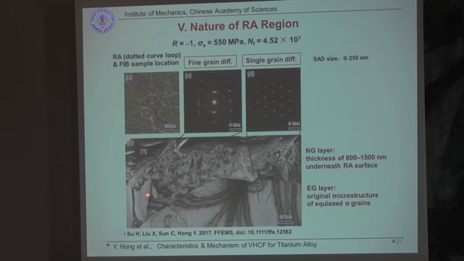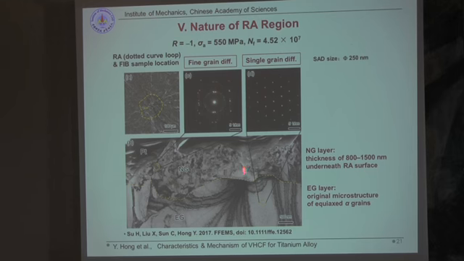And then this is the TEM morphology to show the microstructure of the titanium alloy. We see that there's a layer of fine microstructure, and the thickness is between 800 to 1500 nanometers. The SAD, selected area diffraction, shows a fine grain diffraction type, meaning that in the small area of 250 nanometers, there are several grains inside. It's a type of nanograins.